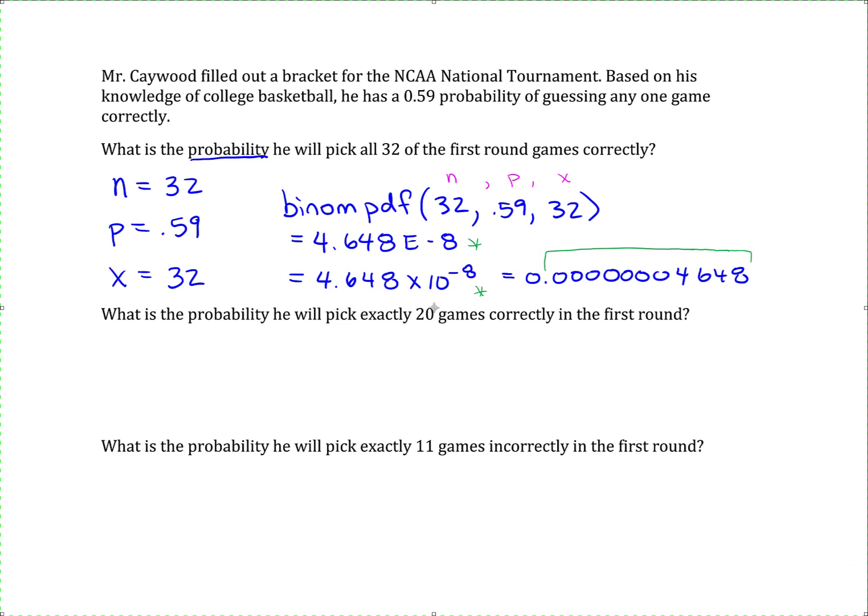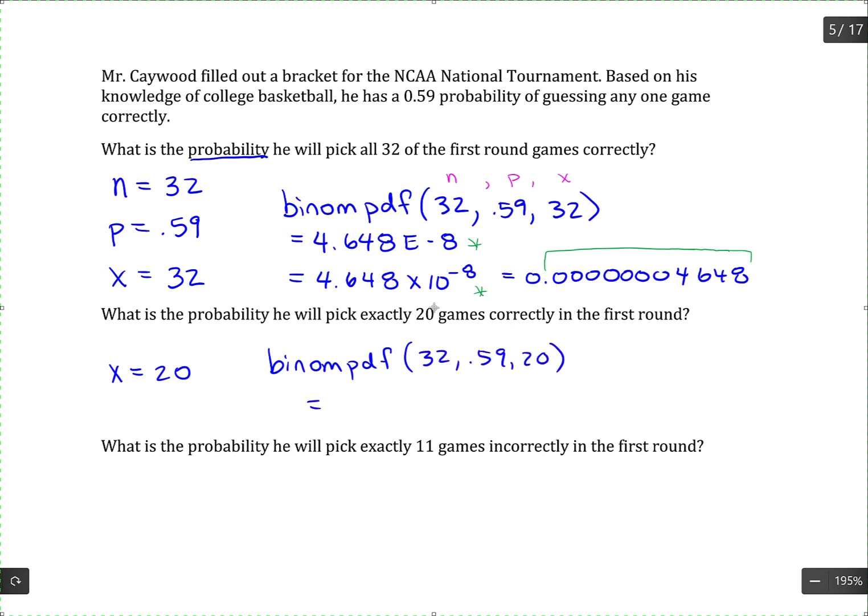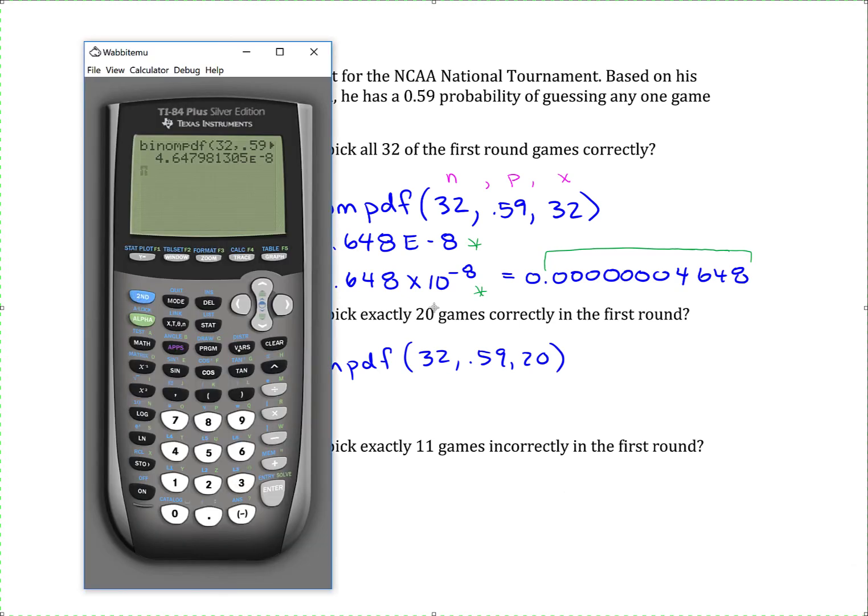What's the probability he will pick exactly 20 games correctly in the first round? Well, N and P are still the same. There's still 32 games. There's still a 0.59 chance of answering correctly. The only thing that's different is the number of successes that we wish to observe is now 20. So we would use binom PDF, 32, 0.59, and 20. So putting that into the calculator, we've got 0.1331.